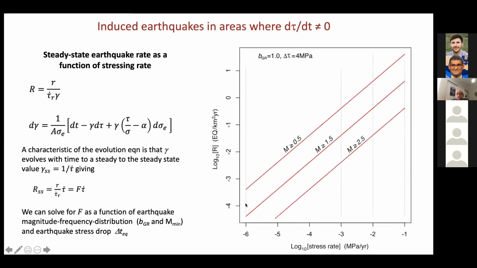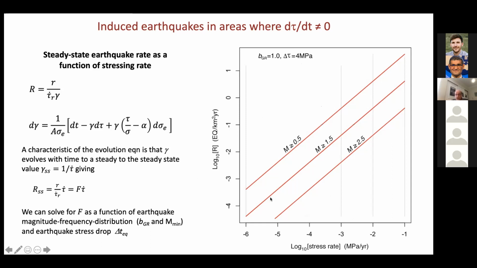And this is a plot of the steady state rate. This is log stress rate in megapascals per year against log of the earthquake rate for different magnitude thresholds, assuming a b value of 1. This is the Gutenberg-Richter b value, and an earthquake stress drop of 4 megapascals. These curves move up and down as these parameters change.